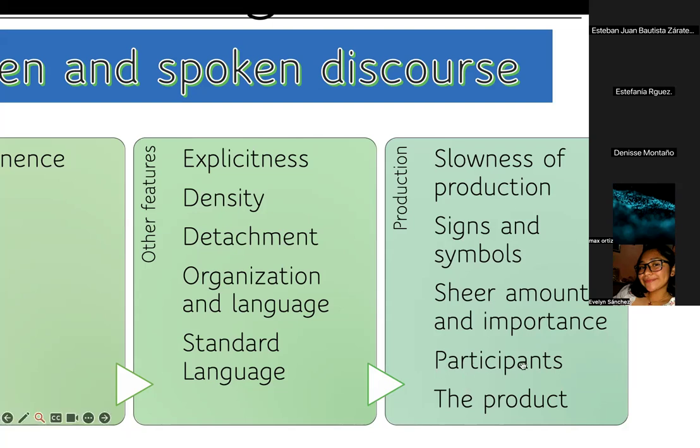Obviously, in the written text, the participants are you and an unknown reader, in contrast with the spoken discourse. In this case, I know that I'm speaking to my students, so I know my participants. But in the case of a written text, you are the only one who is going to be free to express the ideas, and then you probably don't know who is going to be your reader. And finally, the product.